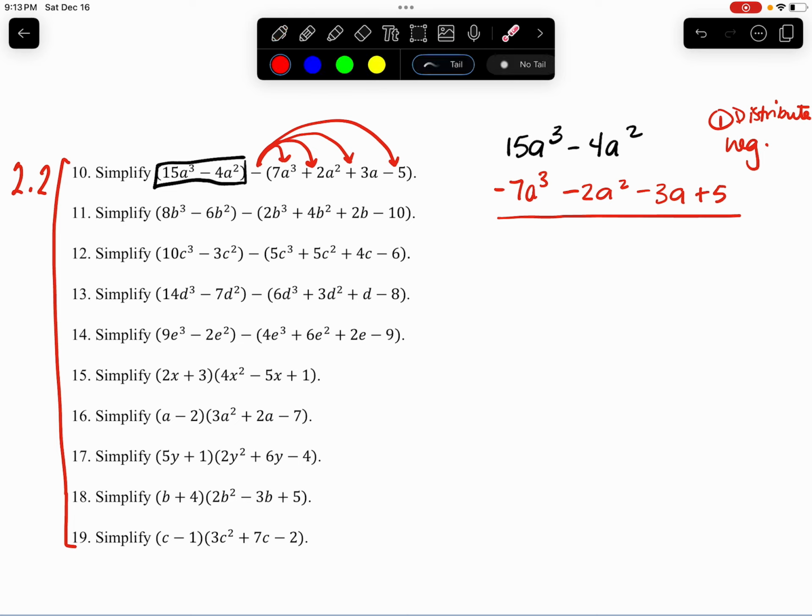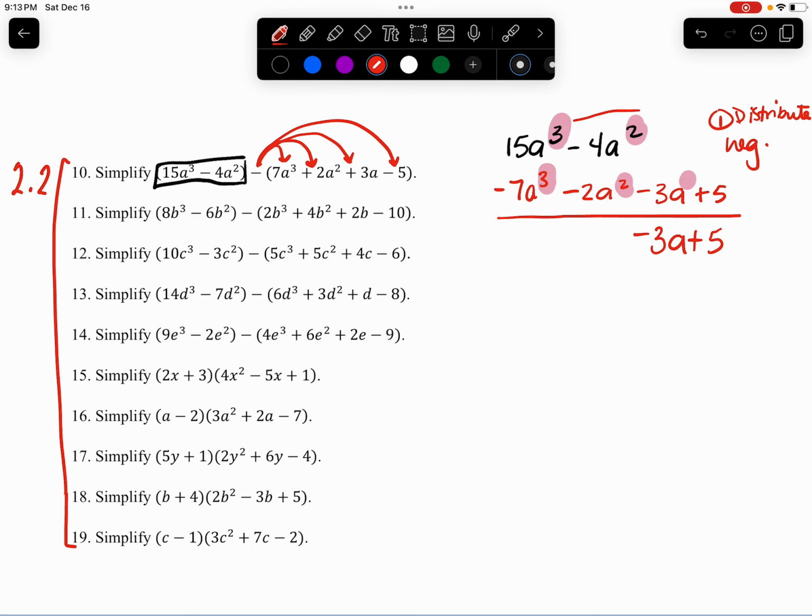Make sure that these are aligned, please. This is a to the third, this is squared, and there's no a here, no constant here. So now let's add vertically. This is just 5. 3a, bring it down.